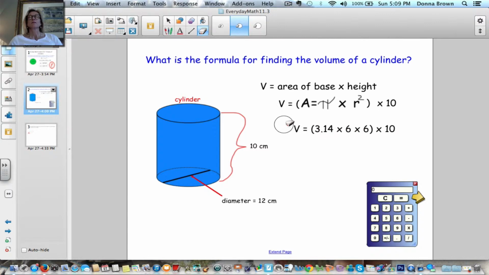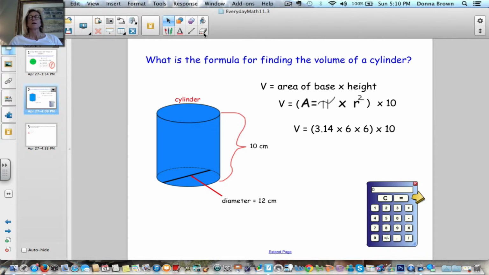Okay, so the next step is we plug in the information that we know about the area of a circle. So the volume for a cylinder is equal to the area of the circle, which is 3.14, the approximation for pi, times 6 times 6. And the reason that we multiply times 6 is that in our formula it tells us it's the radius squared, which means the radius times itself. And then once we have that calculated, we multiply by 10, which is the height of the cylinder.